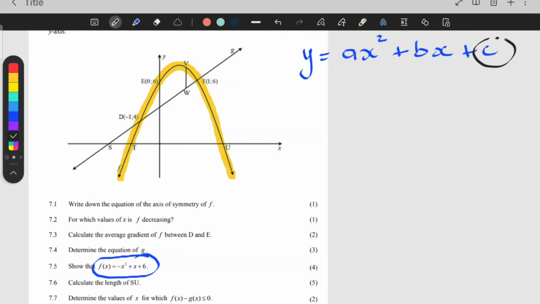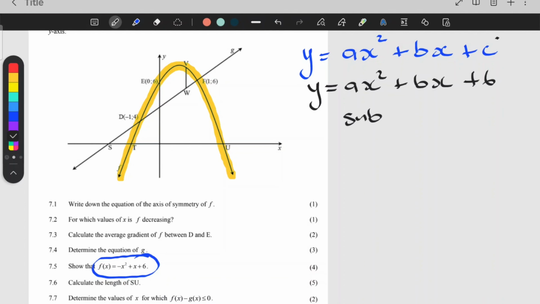And this c over there represents the y-intercept. So I'm going to write that down. Y is equal to ax squared plus bx, and then this is 6, so plus 6. Okay. Then I'm going to sub in a point.